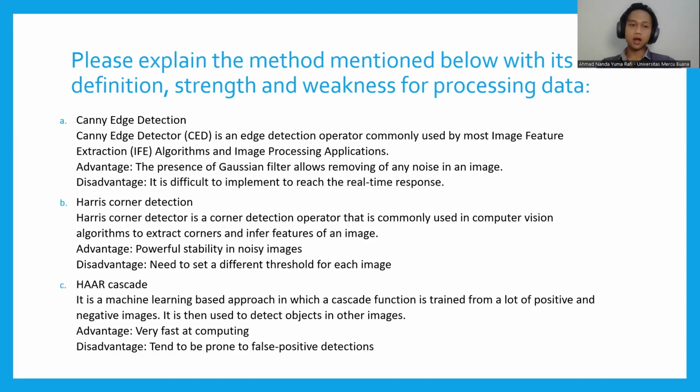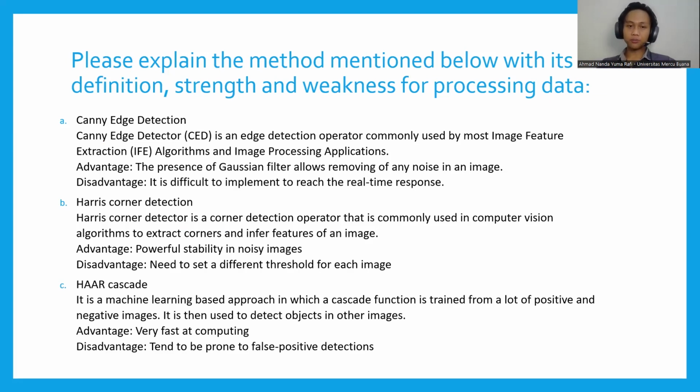The next method is Harris corner detection. Harris corner detection is a corner detection operator that is commonly used in computer vision algorithms to extract corners and infer features of an image. The advantage is powerful stability in noisy images, and the disadvantage is the need to set a different threshold for each image. And the last method is Haar cascade.